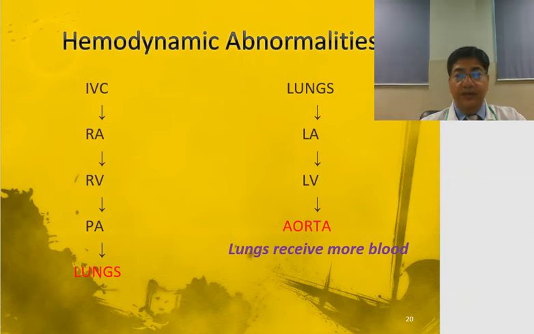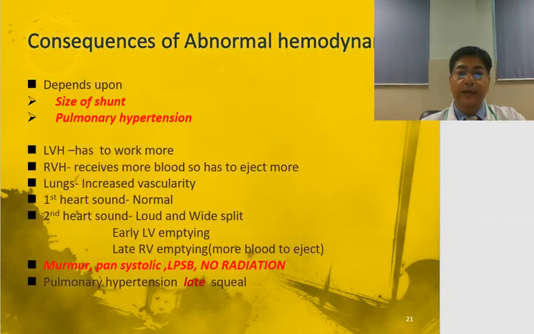So initially the left chamber has to work more while the right chamber is receiving more blood. So the left ventricle is working more, so there will be left ventricular hypertrophy manifested clinically and on ECG as well, in most of the presentations of moderate and large size VSD. And more blood is going to the lungs, so there will be a pulmonary plethora.